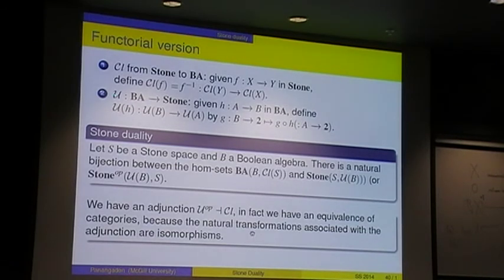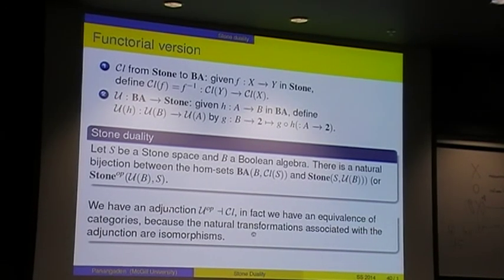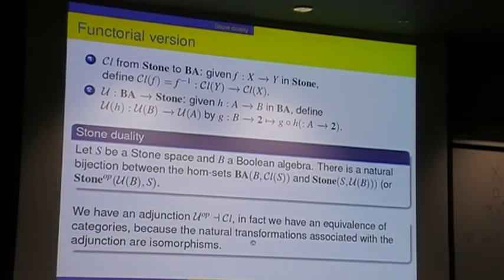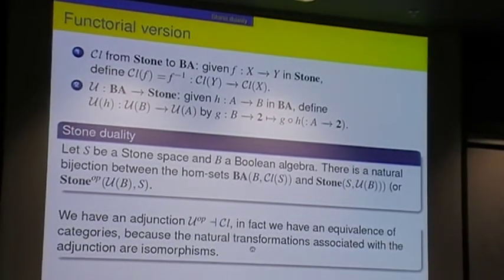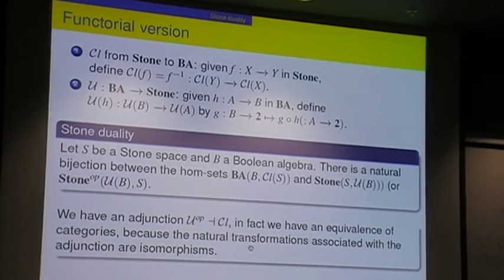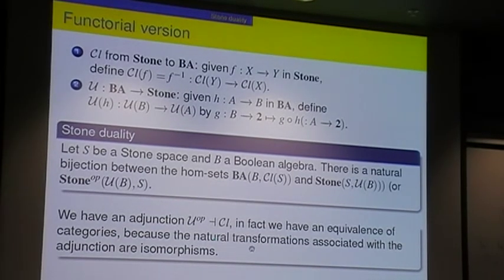Okay? In fact, we have an equivalence of categories because the natural transformations that are required to be there associated with the adjunctions are in fact isomorphisms. Those are nothing but the isomorphism theorems I mentioned earlier. Okay, so that's the Boolean algebra topology world. You can either argue about things algebraically in the Boolean algebra world, or you can go to the topological world and perhaps use compactness properties or disconnectedness properties on the other side.